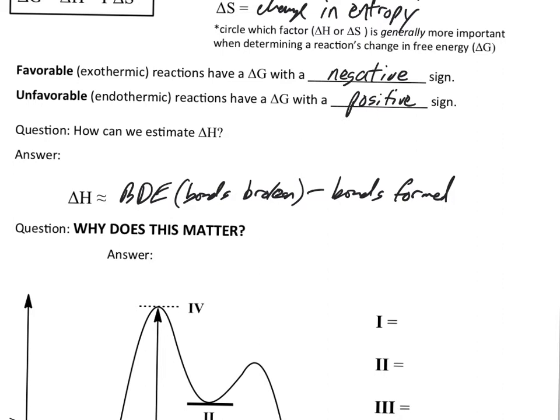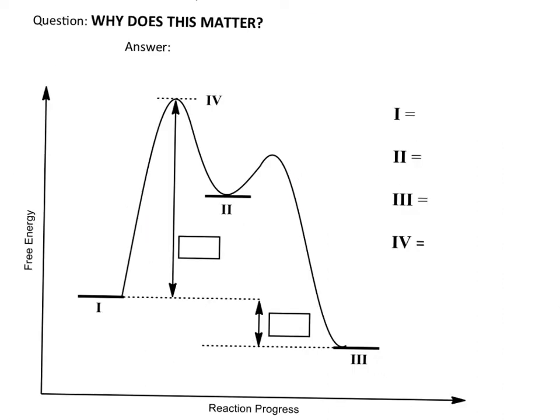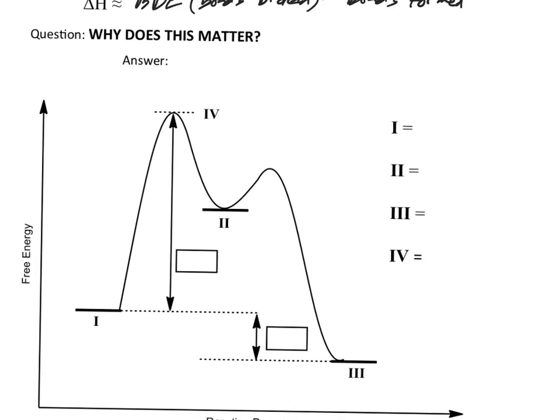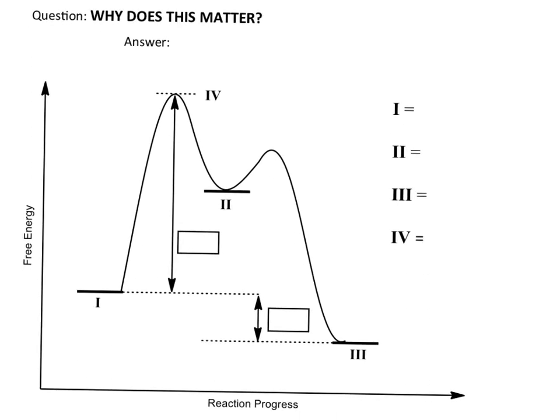How about labeling the diagram? Let's get ready to label stuff. So 1 is the reactants, or I always call them starting materials. What's 2? 2 is an intermediate. Remember, intermediates you can actually isolate. What about 3? 3 is the products. And then 4 is a transition state.